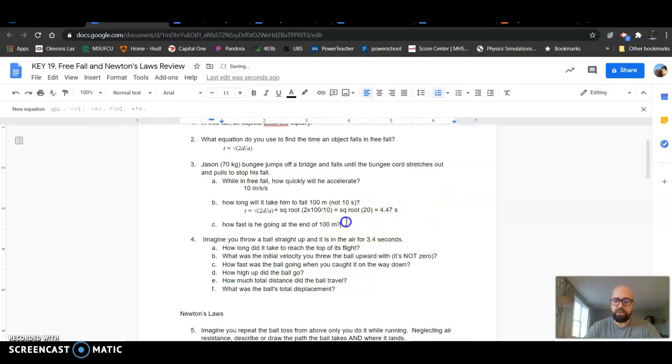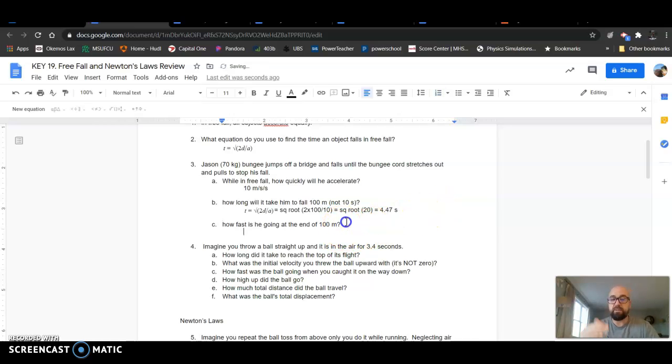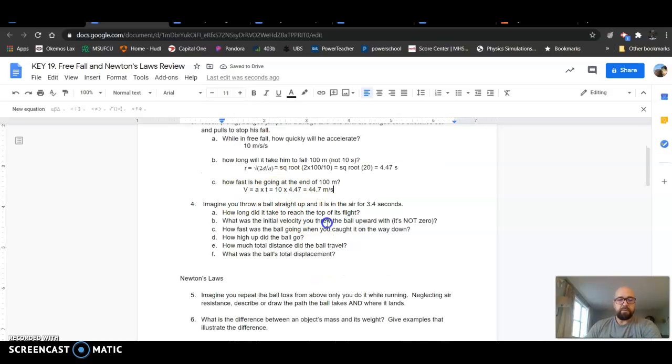And then how fast is he going there? So now we know that he's accelerating 10 meters per second each second. So if he is falling for 4.47 seconds, his velocity is going to equal acceleration times time, which is going to be 10 times 4.47. And so that's going to equal, he's going to be going 44.7 meters per second. So that's how we do that first one.